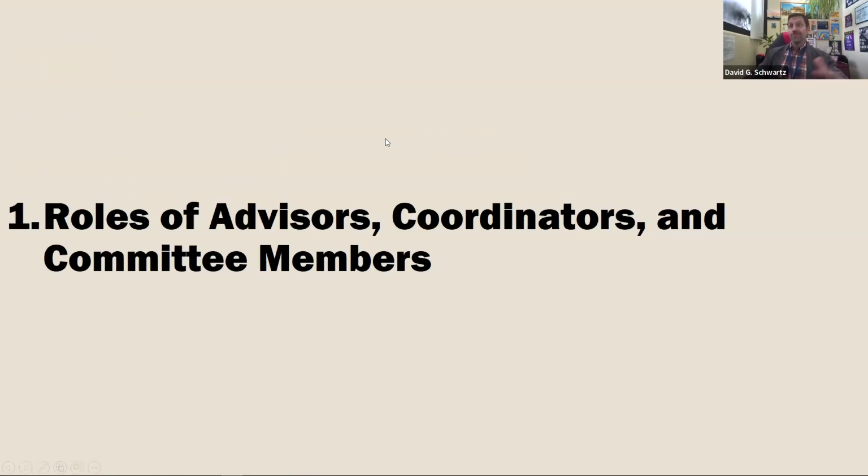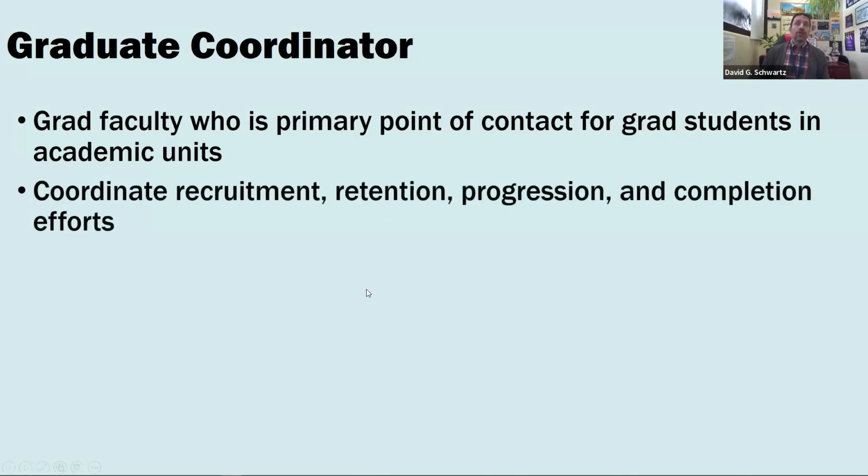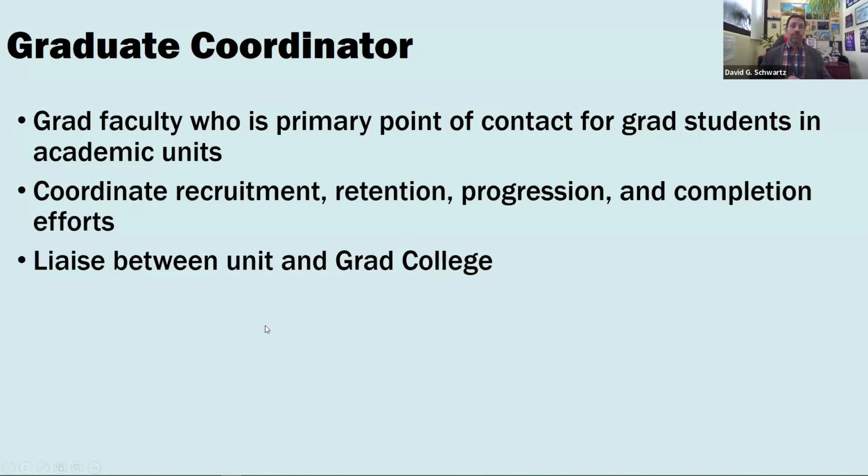Roles of advisors, coordinators, and committee members. So the grad coordinator is in a department. Basically, the grad coordinator is grad faculty who is the main point of contact for grad students within academic units. Those are the departments. They coordinate recruiting, retention, progression, and completion. They are also the person that goes back and forth between the unit and the grad college.